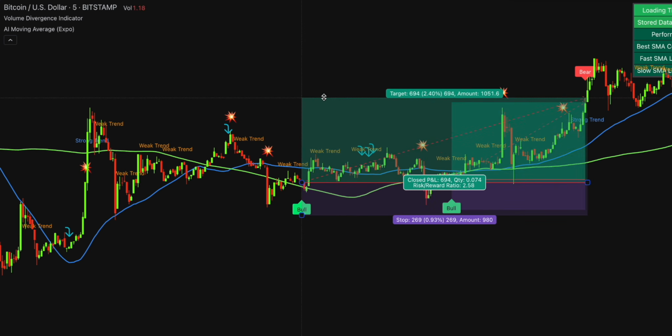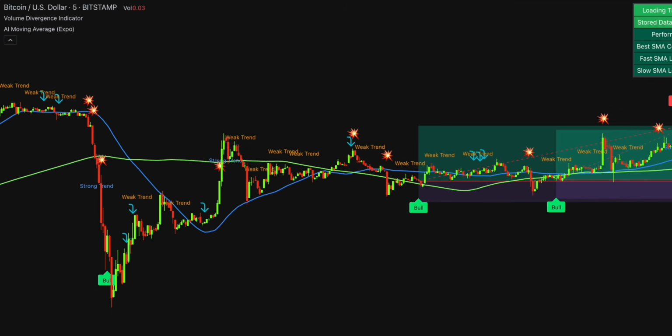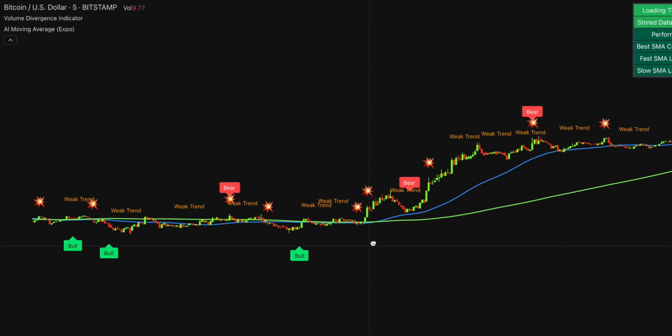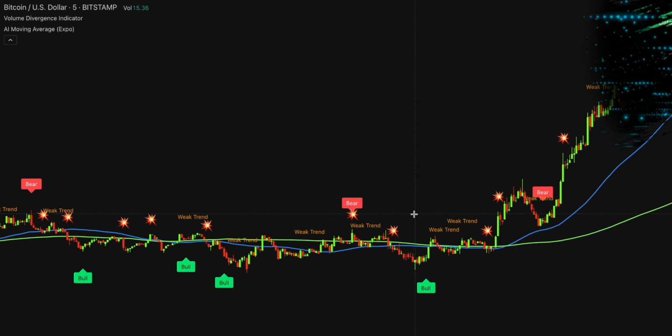You can use this strategy for day trading and scalping. The best time frames are 5, 15, and 30 minutes. Alright, let's move on to the next indicator on our list.